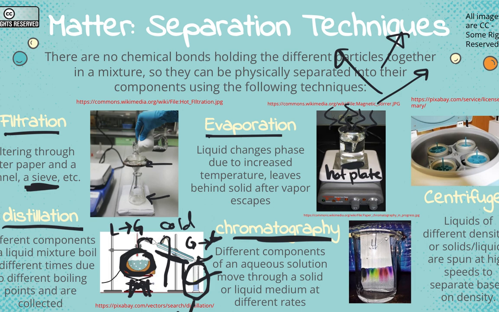Then you have what is called chromatography. Chromatography is where, and there are many different types of chromatography, our example here is called paper chromatography. It is when different components of that solution move through a solid, in this case paper. It could be a liquid. We'll just focus on the solid for right now at different rates, based off of those interparticular forces that we talked about.